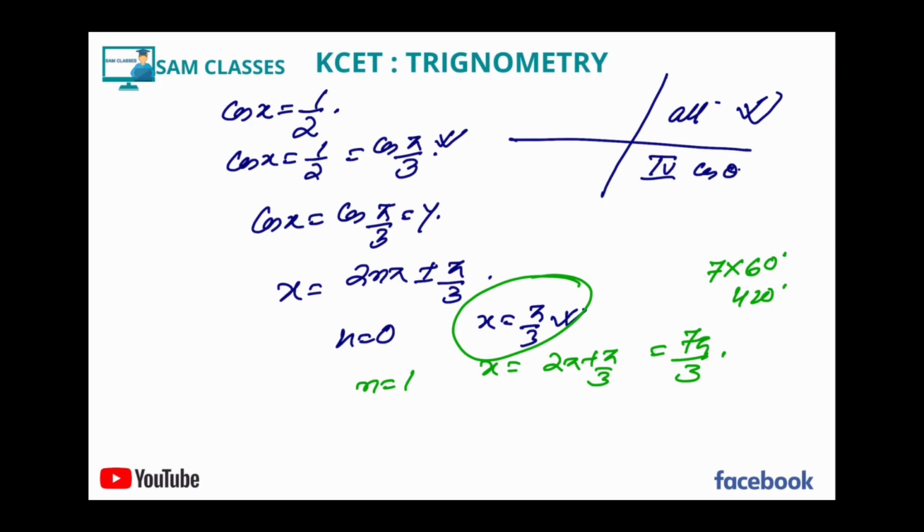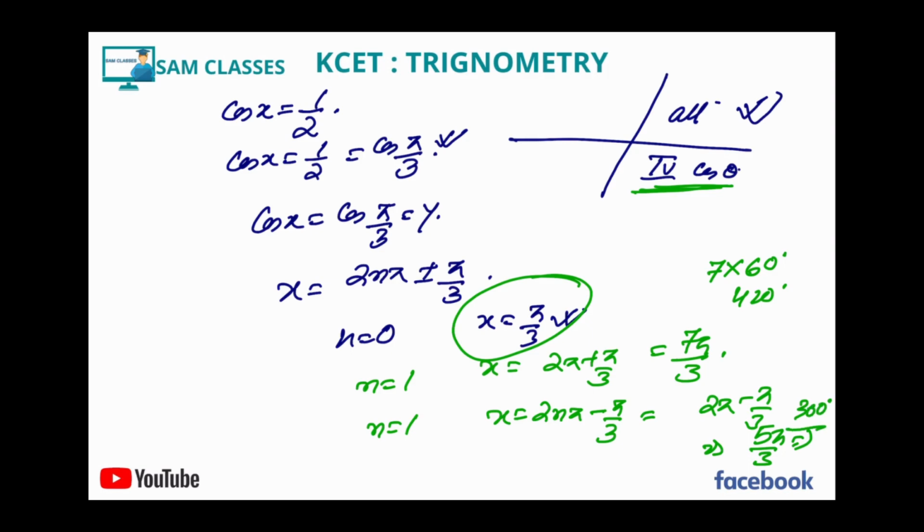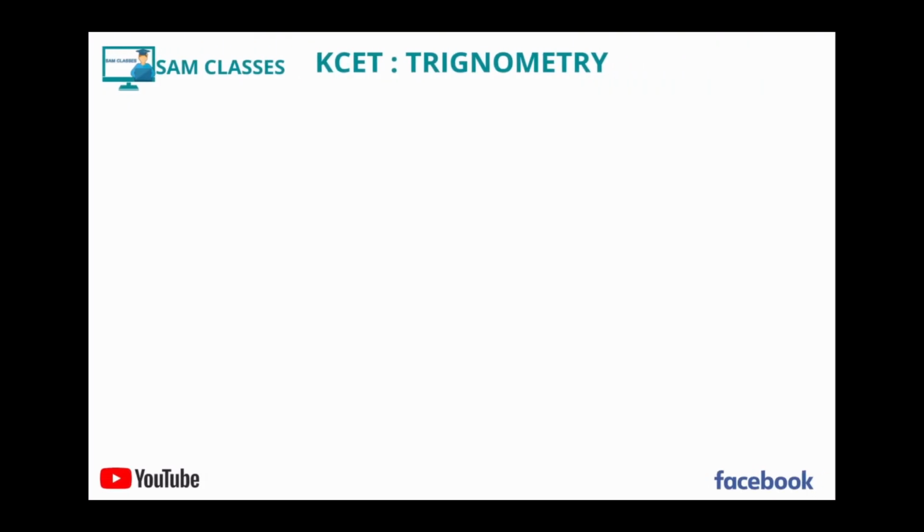Come on, fast. Pi by 3 is 60 degree, so 7 pi by 3 is 420 degree, so this is beyond 360. Now what about the other quadrant? It is 360 minus this, so we have the minus sign also. If I put n equal to 1 in x equal to 2n pi minus pi by 3, we get 2 pi minus pi by 3, that is 5 pi by 3. Since pi by 3 is 60 degree, around 300 degree we will have the other value.